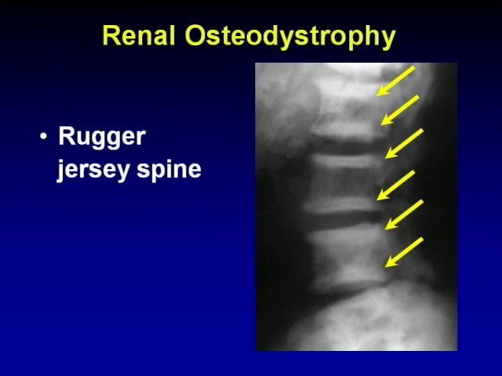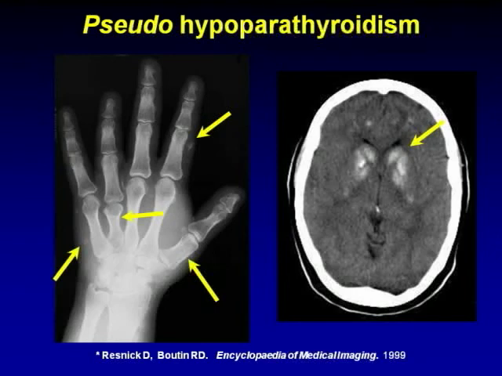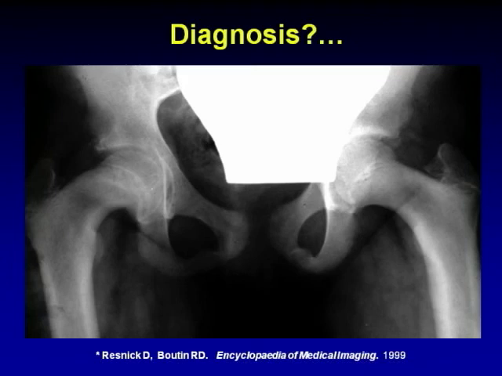I see that there are these bands of sclerosis, characteristic of a rugger jersey spine. This is certainly something characteristic for everyone. Renal osteodystrophy. Very good. It sounded a little bit like church, actually. Okay, so what about this one? I see some soft tissue calcification. I see some brachydactyly. Everyone, pseudohypoparathyroidism. Very good.